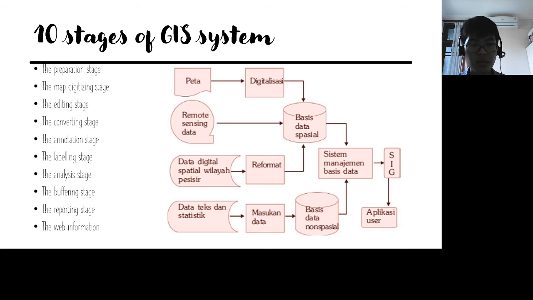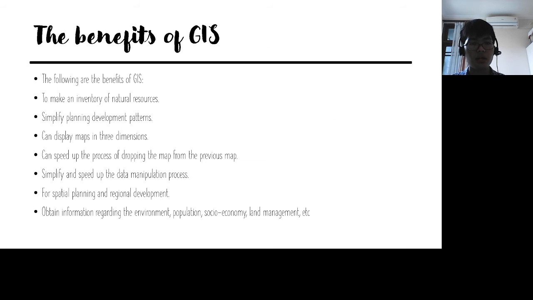The labeling stage is where all the images and the data within the map are being labeled according to the place and the locations that have been taken. The analysis stage. It is where the places and locations within the map are being analyzed and researched. The buffering stage. This one is probably the stage where the map is being put together. The reporting stage. This is where all the information, after being processed, is reported and put onto the web where many people can access it. The benefits of GIS.